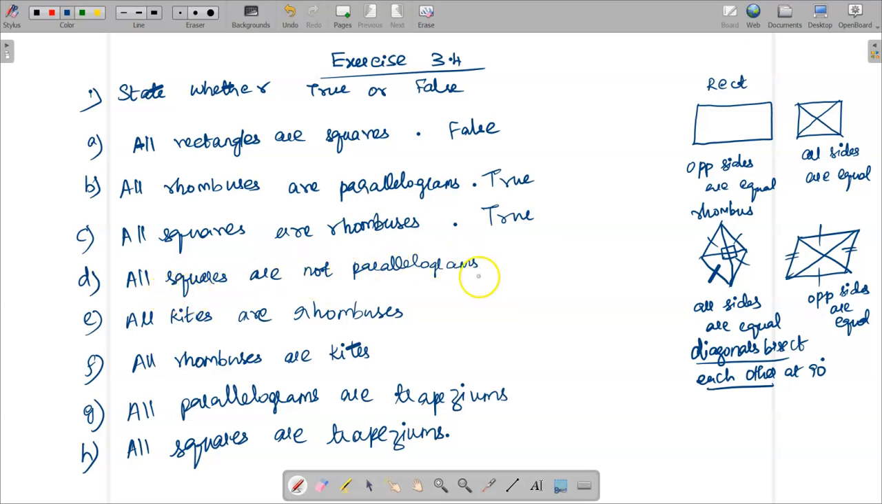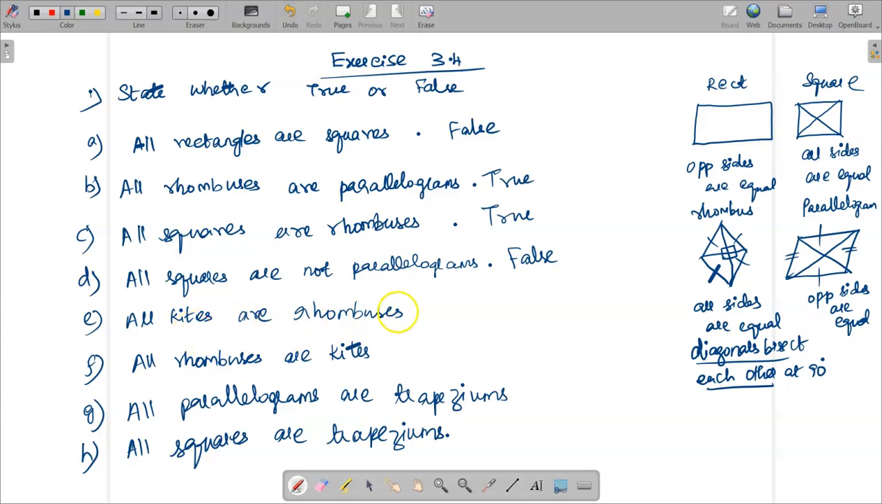Next, all squares are not parallelograms. What is the parallelogram property? Opposite sides are equal, right? Here in a square also opposite sides are equal, and diagonals bisect each other. But here they are saying that all squares are not parallelograms, but it is not so. All squares can be parallelograms. So the statement they have given is false. Why? Because all squares are parallelograms.